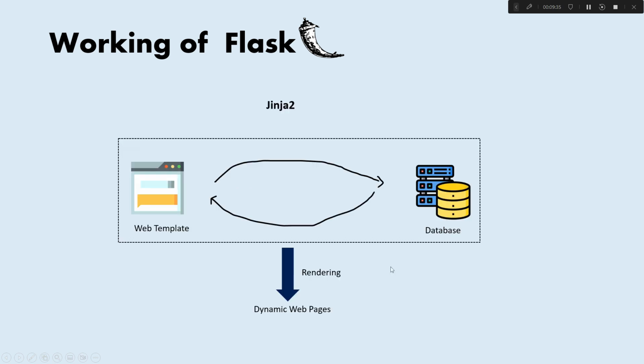Okay. Now comes another important concept, that is Jinja 2. I told you that it follows a templating system. For any web application, if you want to make a web page very dynamic, you have to connect it to the database, and that is possible using Jinja 2 functionality. Using Jinja 2, we can easily connect our web page, which is nothing but an HTML page, with the database, and it helps in rendering dynamic web pages.